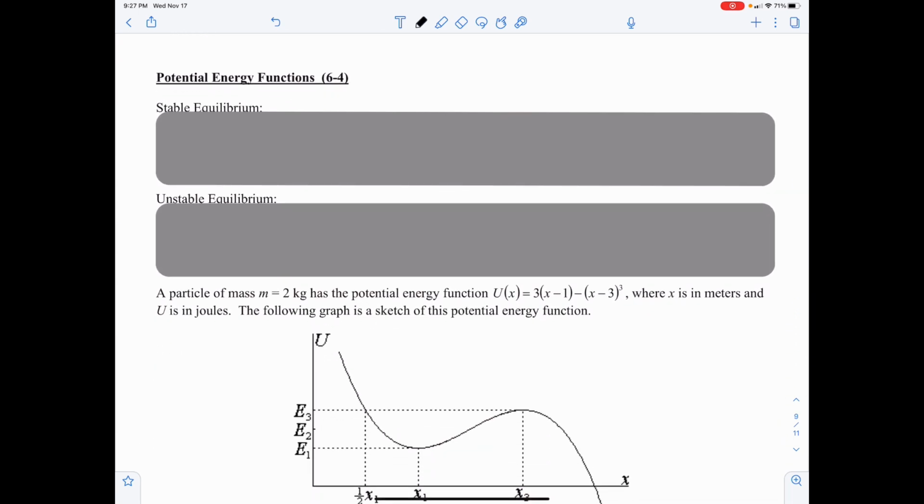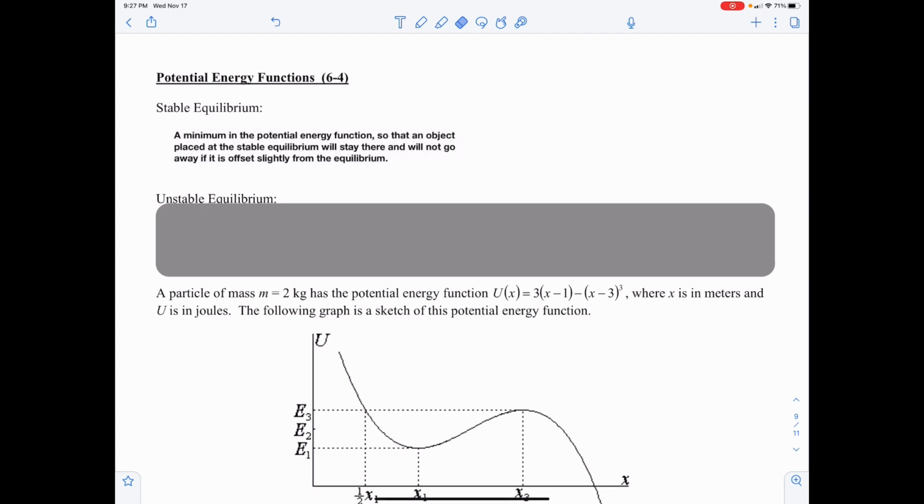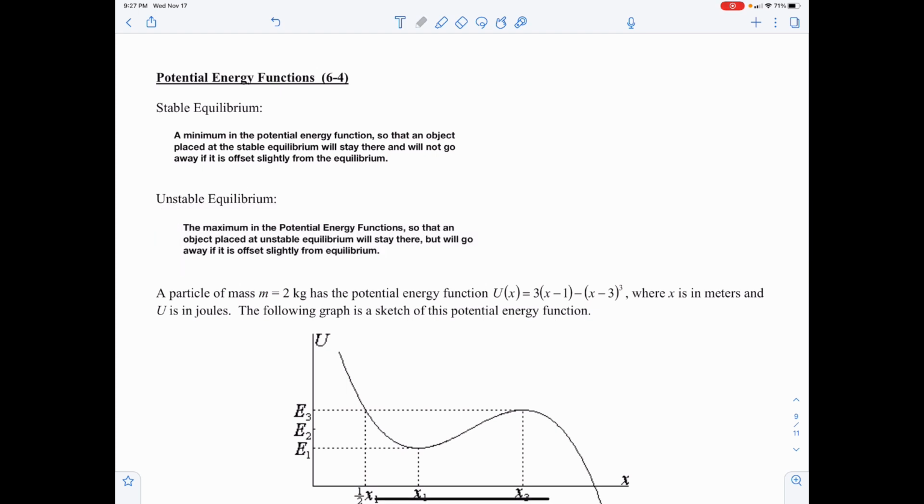Potential energy functions. Stable equilibrium is the minimum of the potential energy function, so that the object placed at stable equilibrium will stay there, will not go away if slightly offset from equilibrium, as opposed to unstable equilibrium, which is a maximum. So this is a minimum in the potential energy function. That's a maximum in the potential energy function.